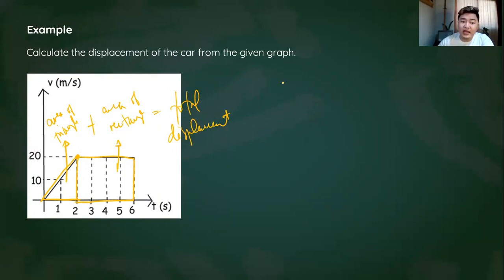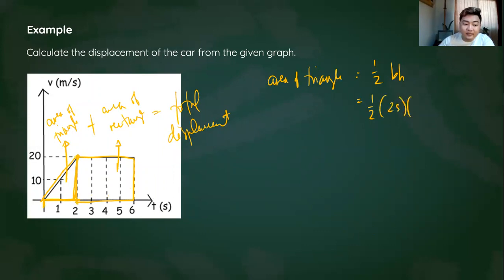First, we solve for the area of the triangle, and we know that the area of a triangle is 1/2 base times height. So 1/2, our base here is, since we took the shape from 0 to 2 seconds only, 2 seconds, times the height, which is 20 meters per second. Cancel the seconds as a unit. So you have 1/2 times 40 meters, and you'll get 20 meters. That's the area of the triangle.